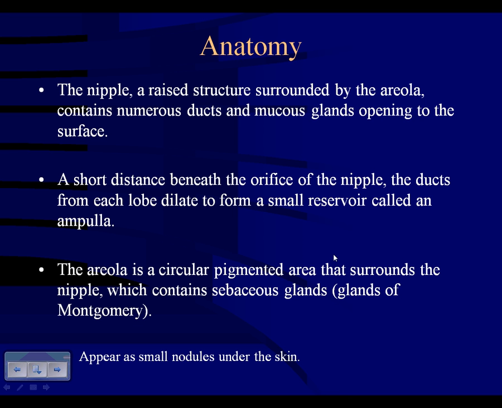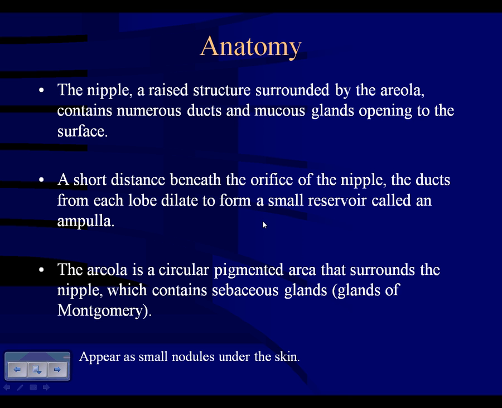All right, so a short distance beneath the nipple orifice, the ducts from each lobe dilate to form a small reservoir. I called it the sinus before, the lactiferous sinus. It's also known as the ampulla. So kind of equivalent terms here. It just means a dilated area, like a small reservoir, that's used to store lactation secretions when needed for the baby. It's not a huge storage area, but it stores a little bit.